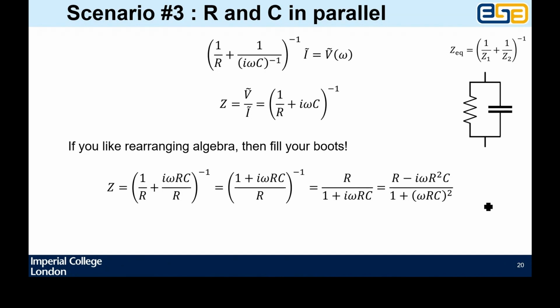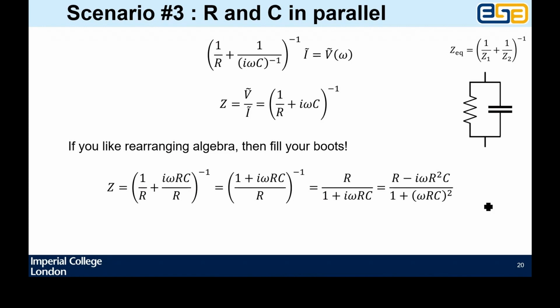How do you rationalize a denominator with a complex number on the bottom? The trick is you have to multiply it by something called the complex conjugate. And if a plus bi is a complex number, then a minus bi is its complex conjugate. So if our fraction is currently 1 plus i omega RC, then we're going to multiply it by 1 minus i omega RC, and a fraction that has that top and bottom. So 1 minus i omega RC divided by 1 minus i omega RC.